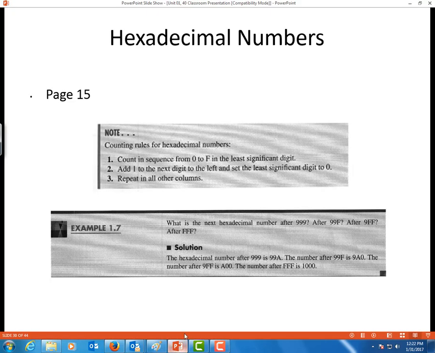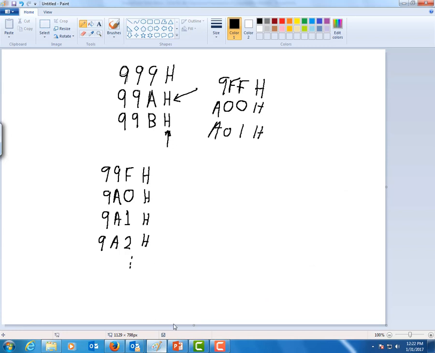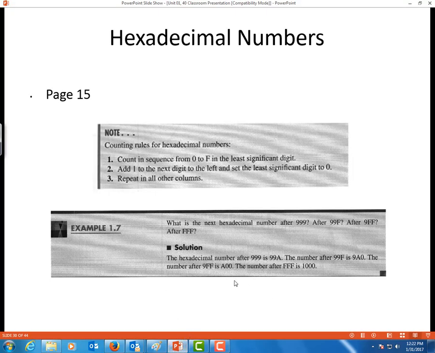Let's see what the answer to the next one was. The number after 99F is what? 9A0. Is that what we got? 9A0. There it is, right? Now, what about the next one? The number after 9FF is A00. How did we do there?